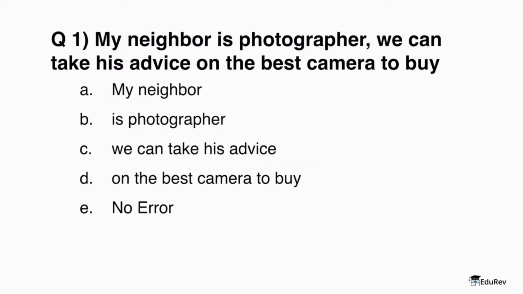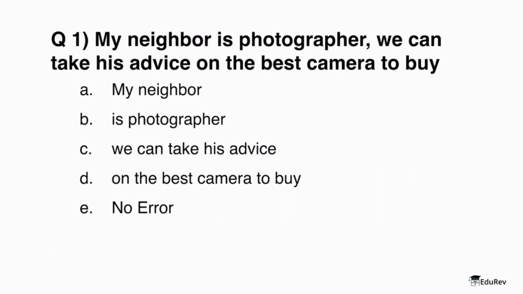Let's look at question number 1. My neighbor is photographer. We can take his advice on the best camera to buy. So we have the options: part A is my neighbor, part B is photographer, part C is we can take his advice, and part D is on the best camera to buy. And the last option we have is no error. So I want all of you to pause this video right here and try to do this question yourself first before we start solving this in this video.